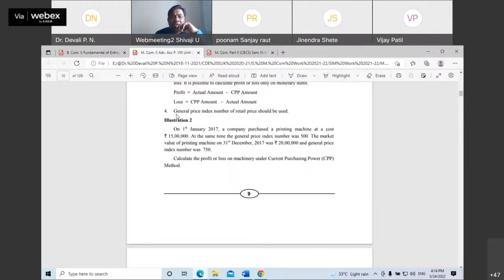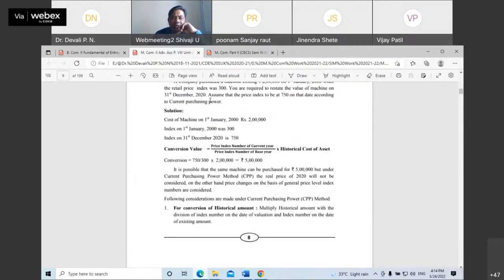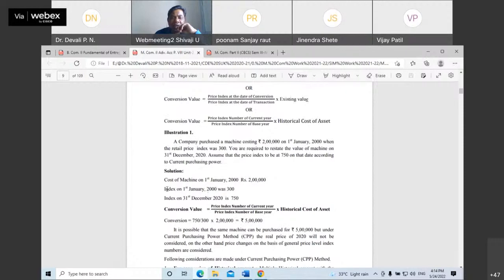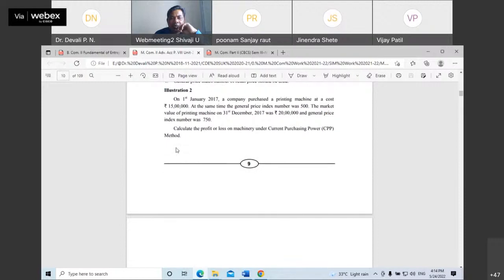The fourth point is that the general price index number of retail price should be used. So whatever price level indexes are given to us, we are going to consider in respect of this. Now, this was the first illustration, how to determine the conversion value under the CPP method. Now we are going to consider what the profit or loss is on a certain asset under the CPP. That's why we have taken a very simple example in this respect.